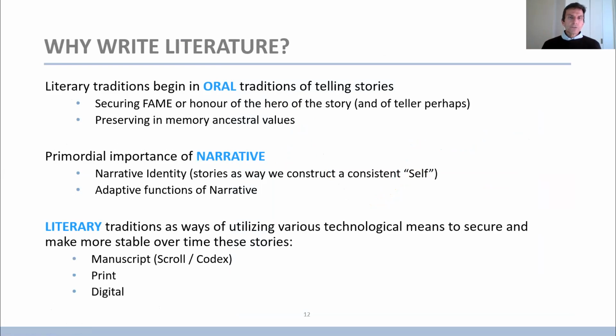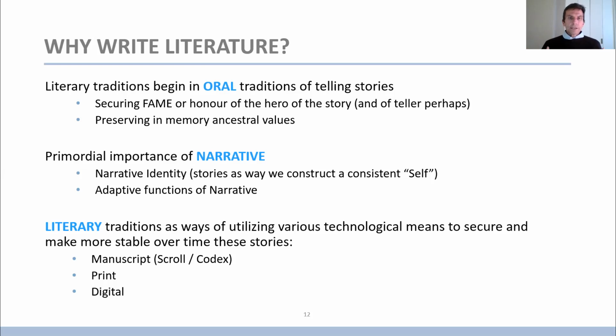So first of all, literary traditions begin as oral traditions. Literature is written, but it begins in every instance in an oral tradition of telling stories. So across every culture that does this, the reason for doing this is securing fame or honor for the hero of the story and the teller perhaps, but also it's a way in which the culture is preserving their own ancestral values, their own cultural traditions. This is important to us. This is something to pass on from generation to generation through the way we tell stories of what that culture, what that society values.